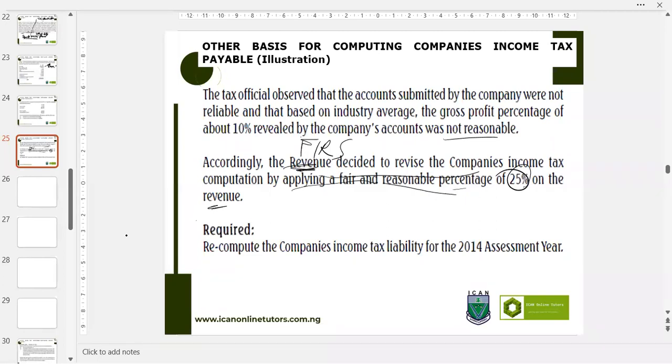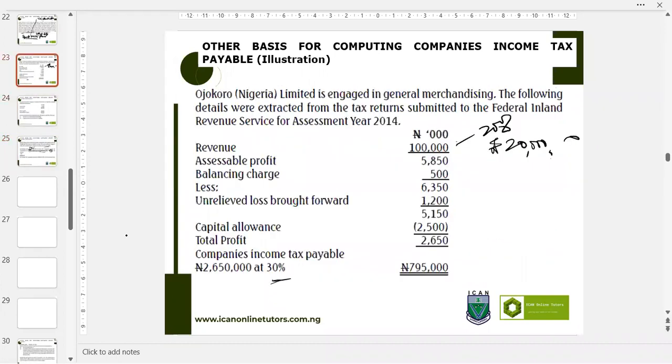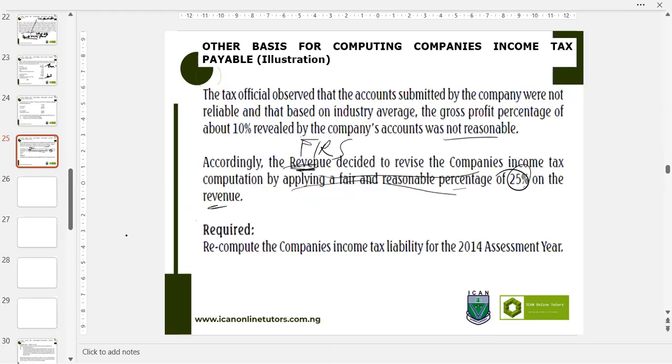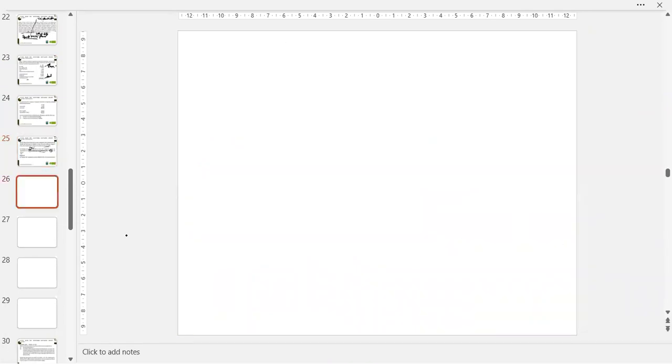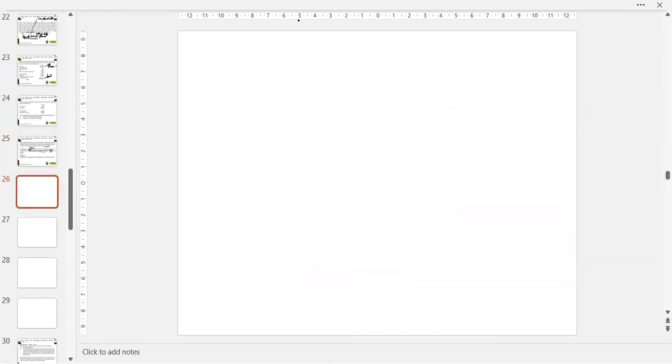So you are required to recompute the company's income tax liability for the 2014 assessment year. Have it in mind that the tax liability has been computed already based on the normal basis. As per the normal basis, it has been computed to be 795,000, but we have to recompute it based on the turnover approach. Are we together? So our suggested solution, what's the name of the company again? We have Ojokoro Nigeria Limited.